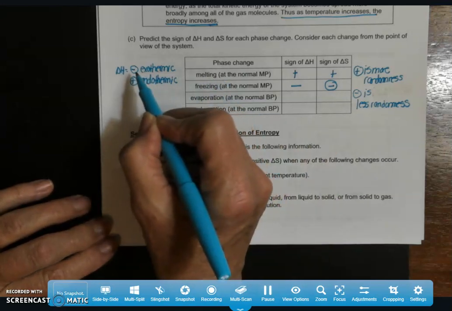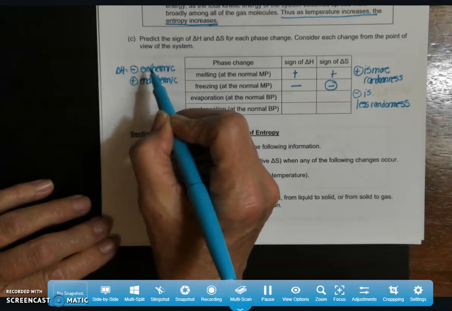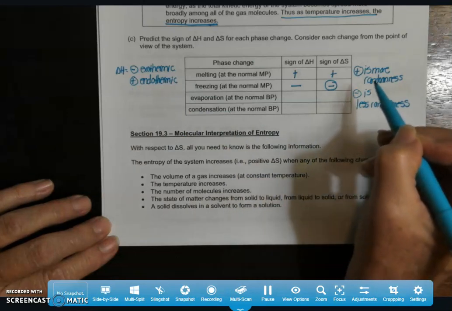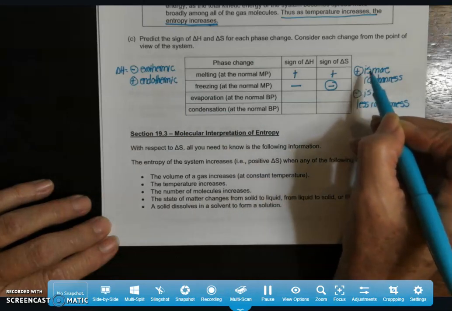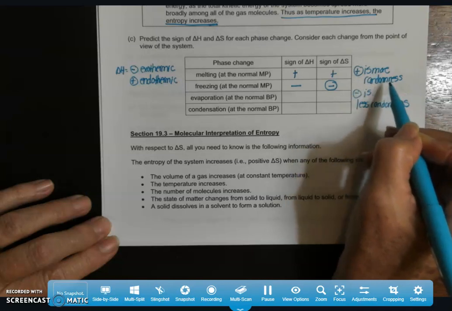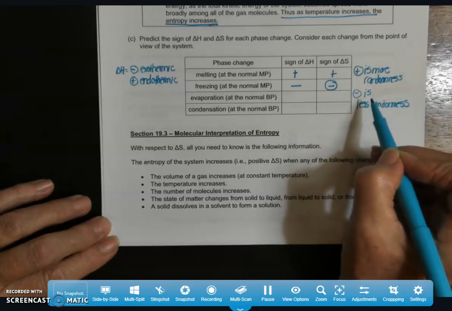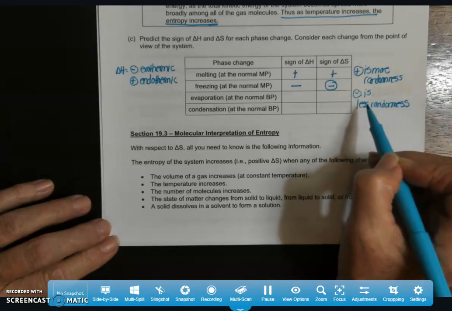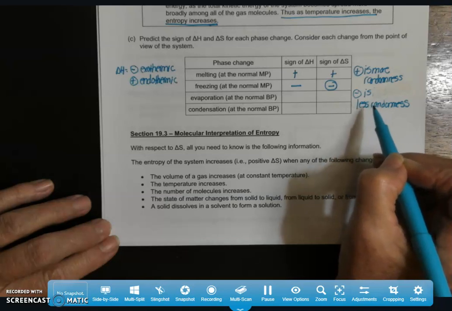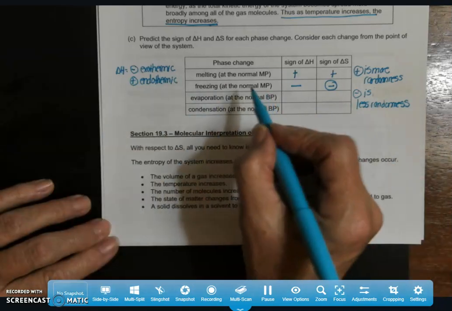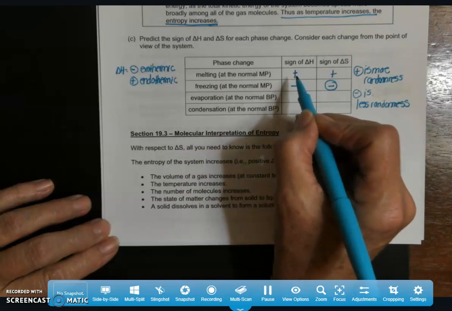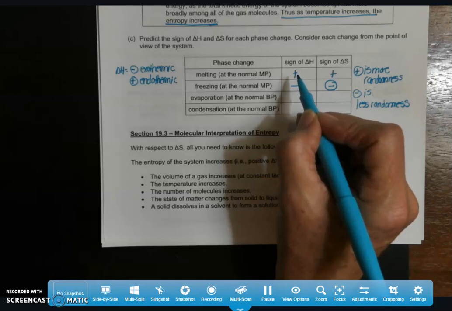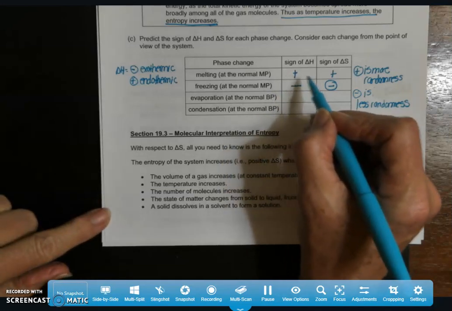Now remember, delta H is negative when it's exothermic and positive when it's endothermic. We know that. For delta S, plus is more randomness or more disorder. Negative is less randomness or less disorder, or I would say more order. Now, when I melt something, I have to put energy in. It takes energy, and just think about melting candle wax. Got to put energy in, so that is endothermic, positive.